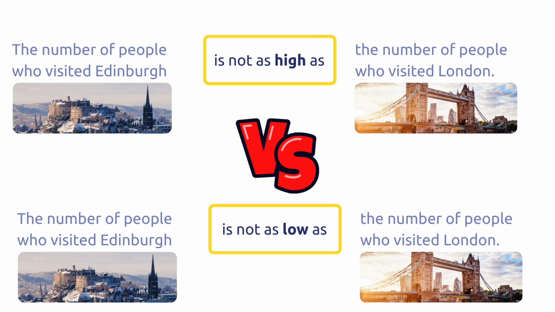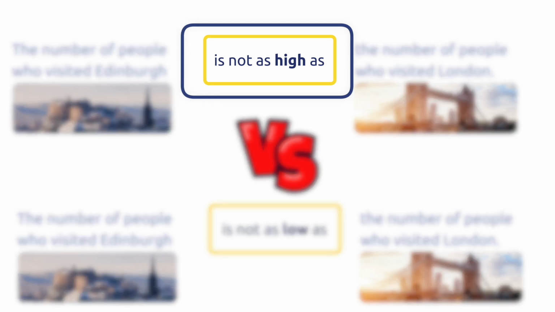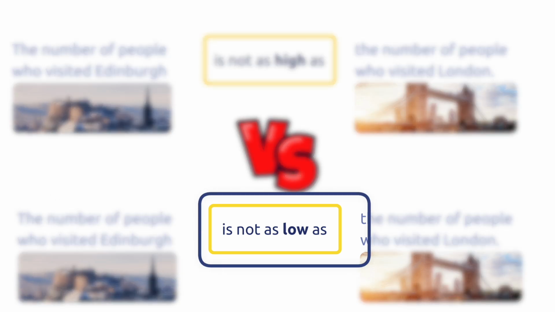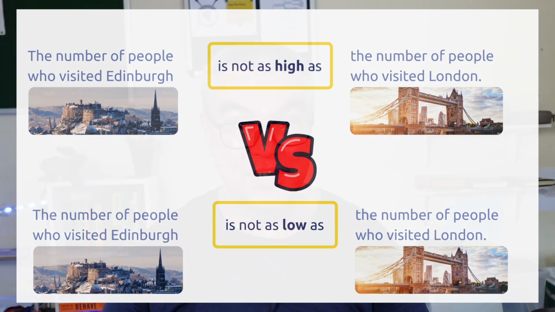What I mean is there is a difference between writing the amount of people who visited Edinburgh is not as high as the amount of people who visited London, and the amount of people who visited Edinburgh is not as low as the number of people who visited London. If you change high and low, then your description of the data completely changes. So just check the accuracy there.